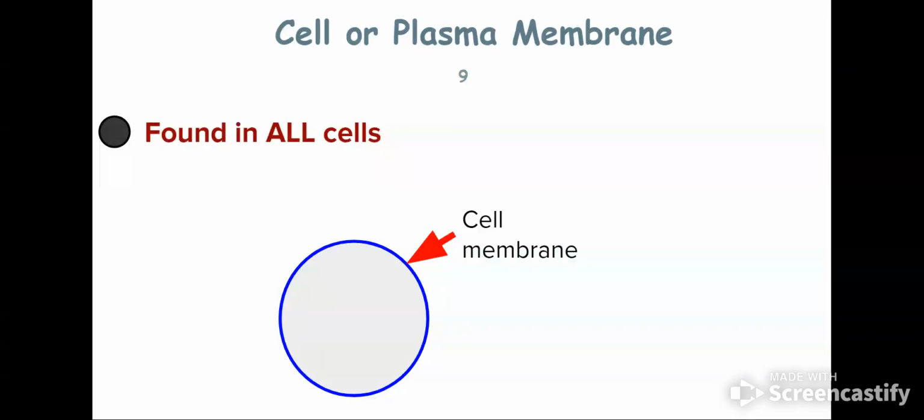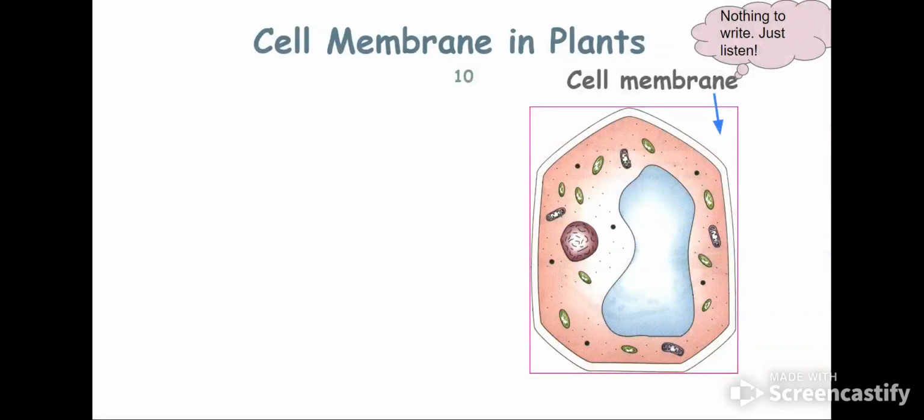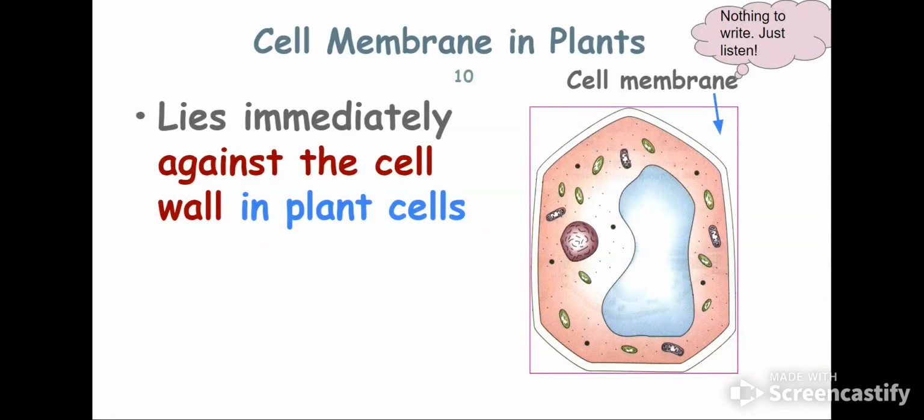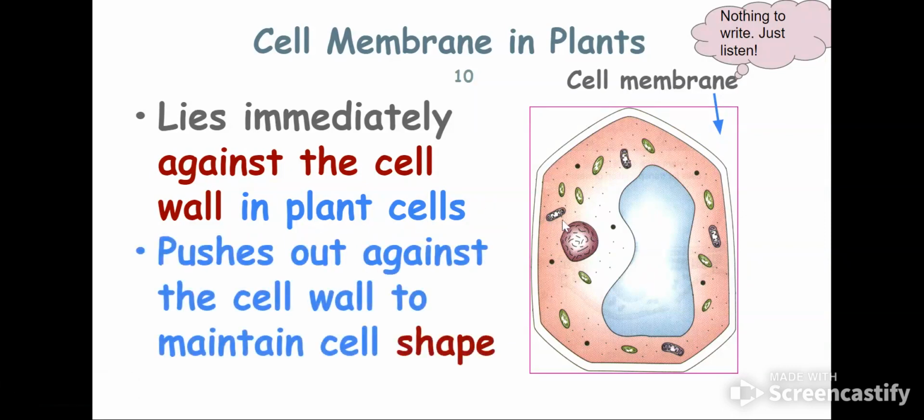It's found in all cells, and then if we were going to draw it, we're all going to do really simple drawings here so you can recognize it. You would just draw a circle for the cell. This outer layer here is your cell membrane. Nothing to write for here, just listen. So if you're talking about a plant, it lies against the cell wall. So it's actually the inner layer here. The cell wall is the outer layer. And it pushes out against the cell wall to maintain shape, meaning it helps keep your plant nice and stiff.